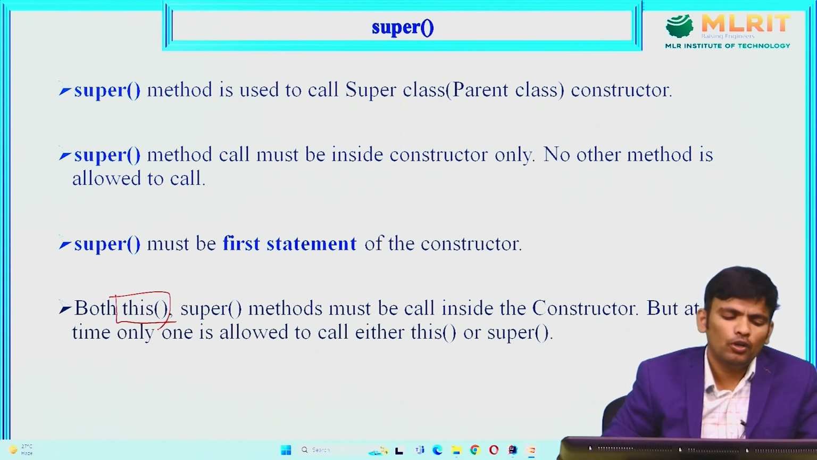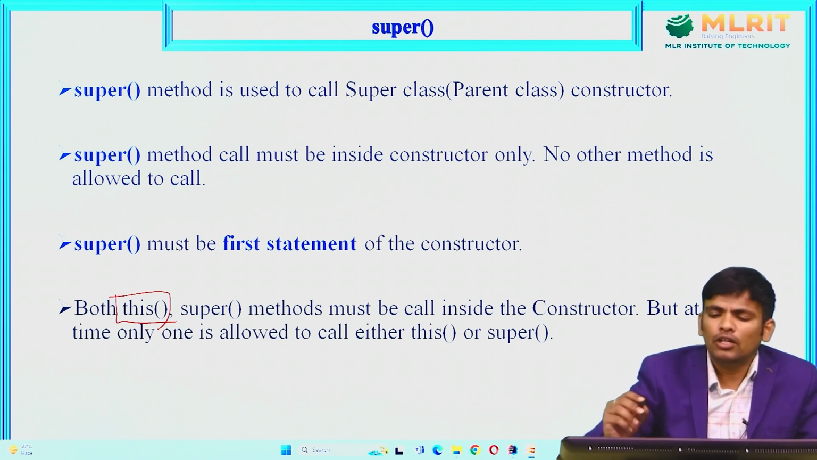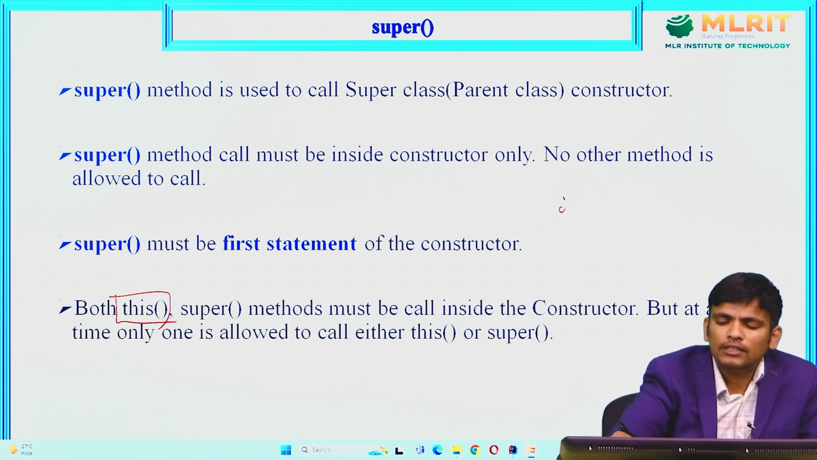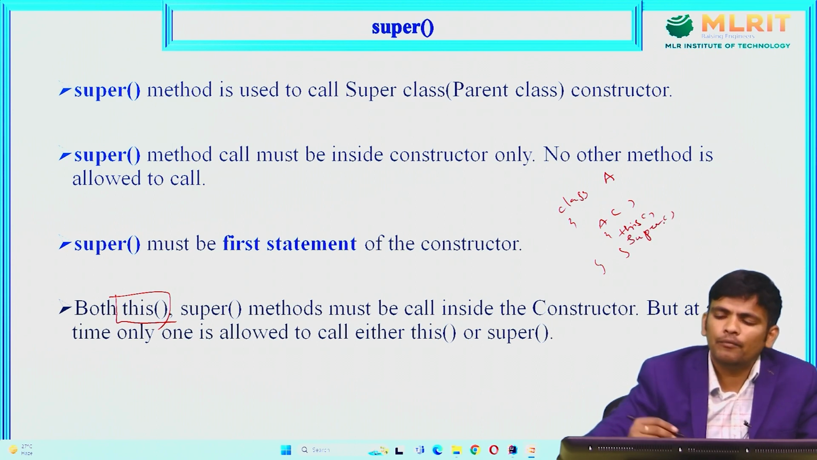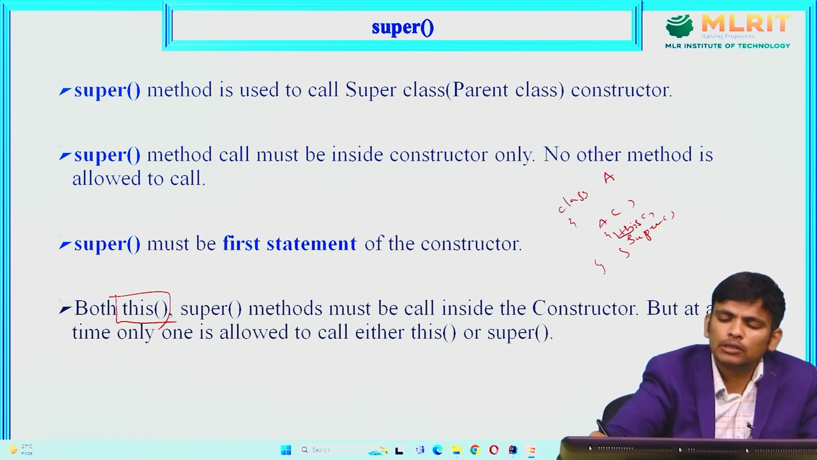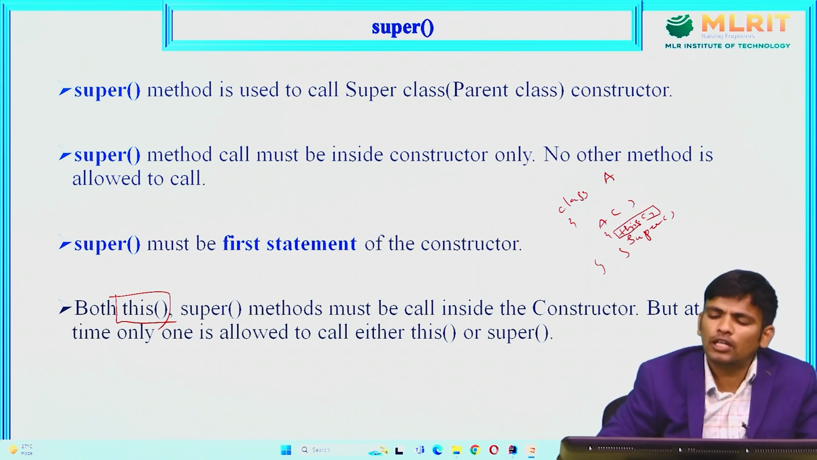Now, suppose you want to use the this method and super method simultaneously, it is not possible. Why? The this method must be the first statement inside a constructor and the super method must be the first statement inside a constructor. Suppose here I have a class A. Here in the A constructor, I will use both this and super. Assume I am using this first and super second. As per the rule, this must be the first line of the constructor. So, here I am writing it as the first line.